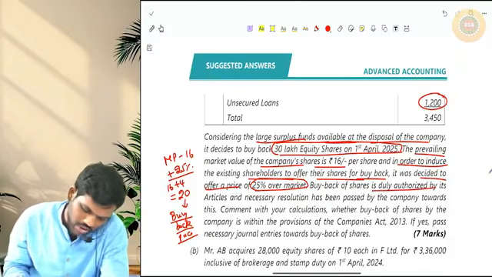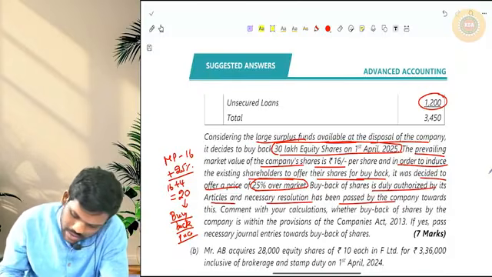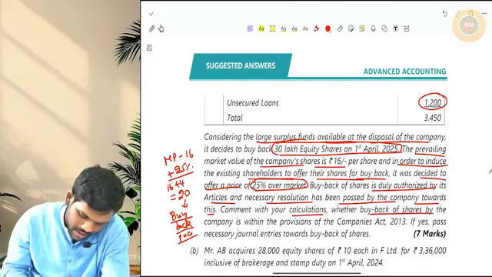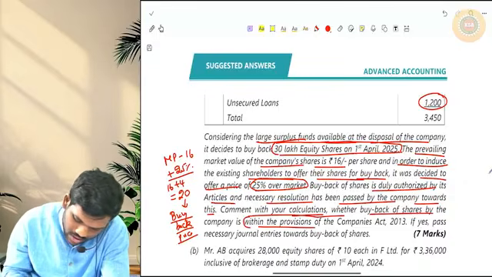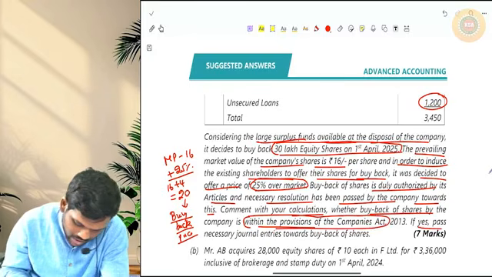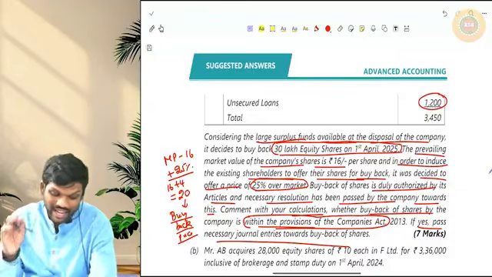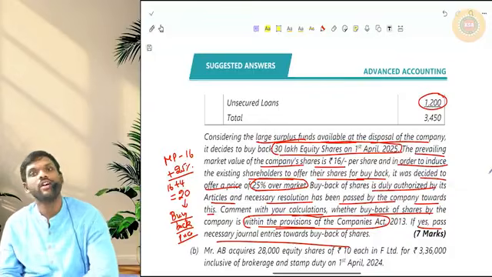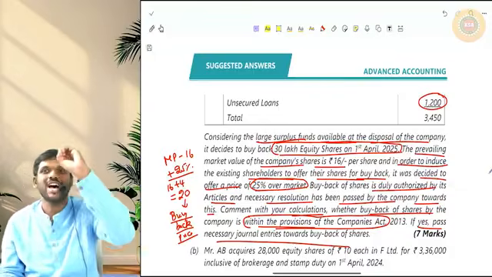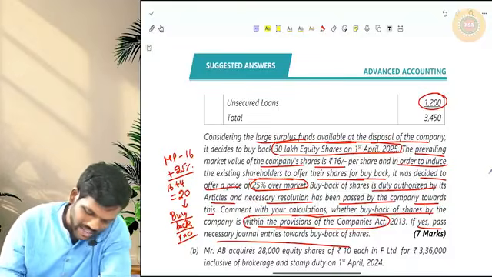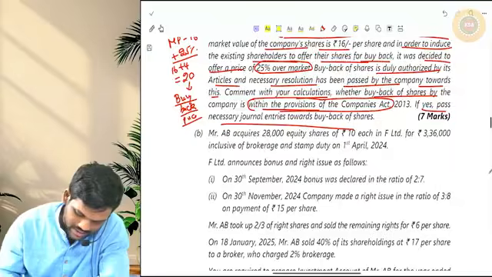Buyback of shares is duly authorized by its articles and necessary resolution has been passed by the company towards this. Comment with your calculation whether buyback of shares by the company is within the provisions of Companies Act. If yes, pass necessary journal entries. Now we have to check whether they can buy these 30 lakh shares or not. For that we have to do 3 tests: shares outstanding test, resources test, and debt equity test. Let us see what those tests say.